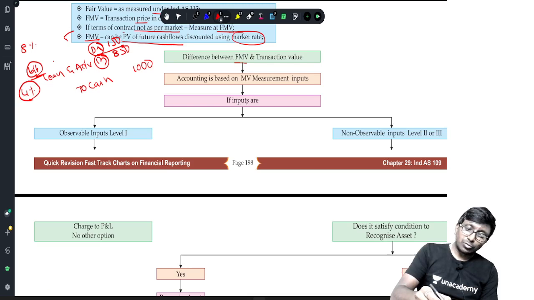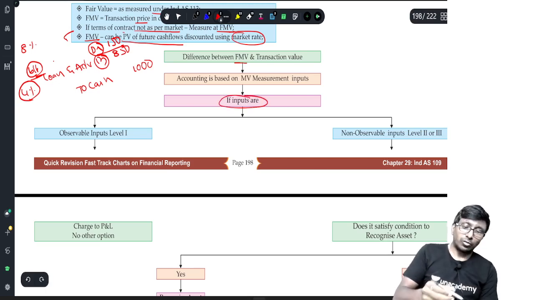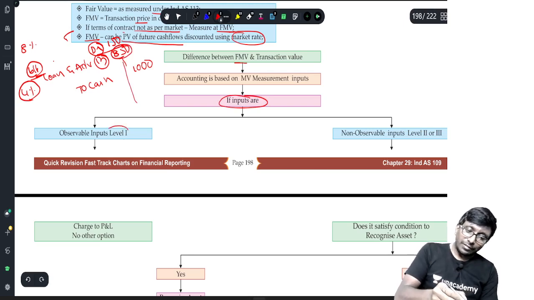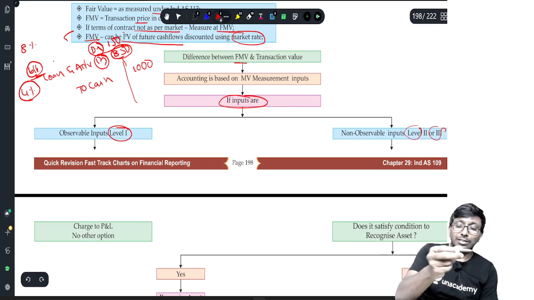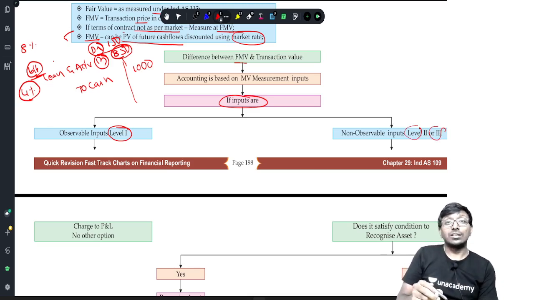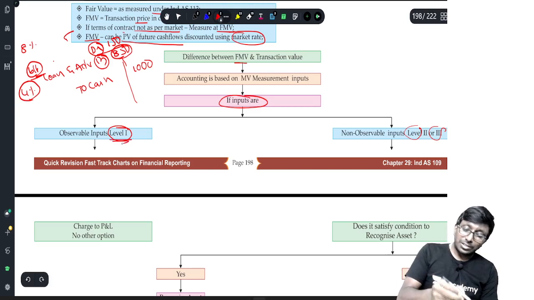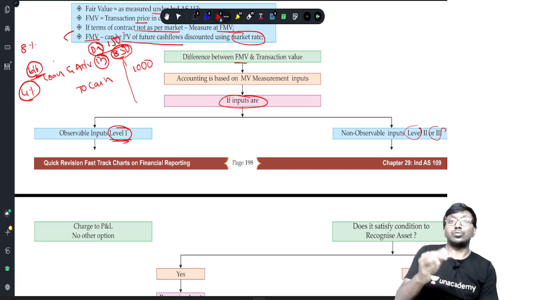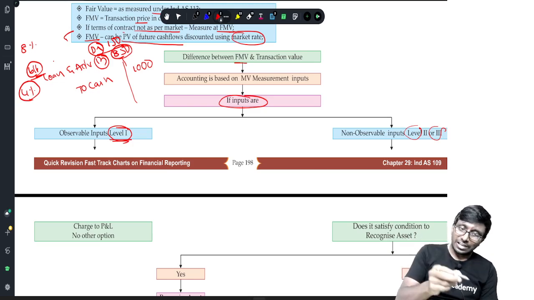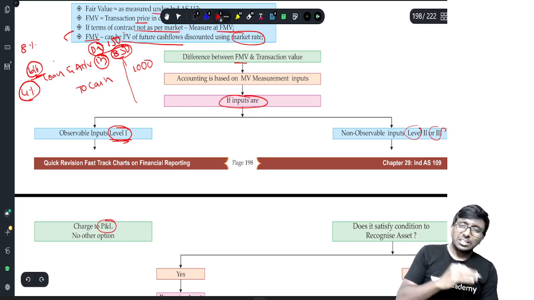Now, how did you measure it? How are your inputs? Your fair market value is equal to 850, you told, no? Is it coming from level 1 of inputs, or level 2, or level 3? You must have understood it in Ind AS 113. If it is level 1, meaning market observable inputs, meaning we are taking it from the market, under that circumstance it can never be an asset. It should be charged to P&L immediately.